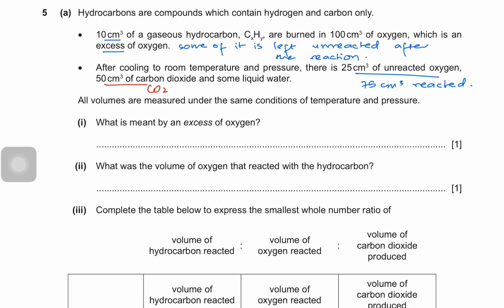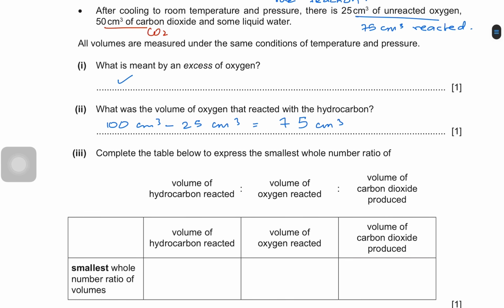What is meant by an excess of oxygen? So we've already said that some of it is left unreacted after the reaction. What was the volume of oxygen that reacted with the hydrocarbon? We notice that 100 cm³ was added and 25 cm³ was remaining, so 75 cm³ reacted.